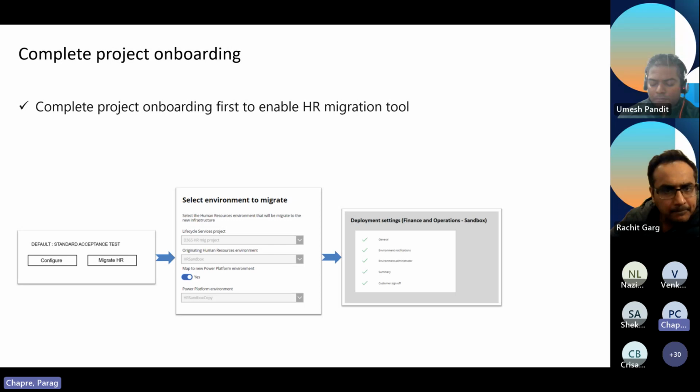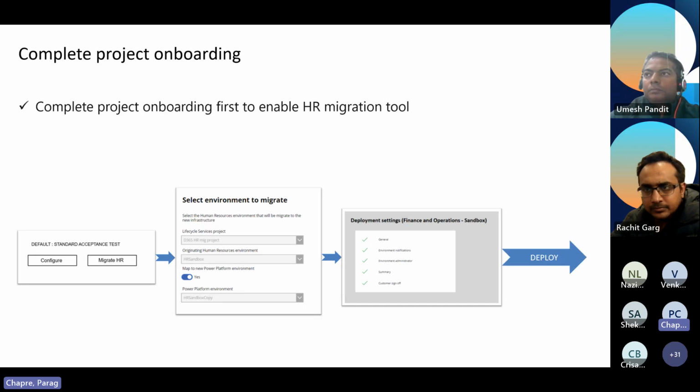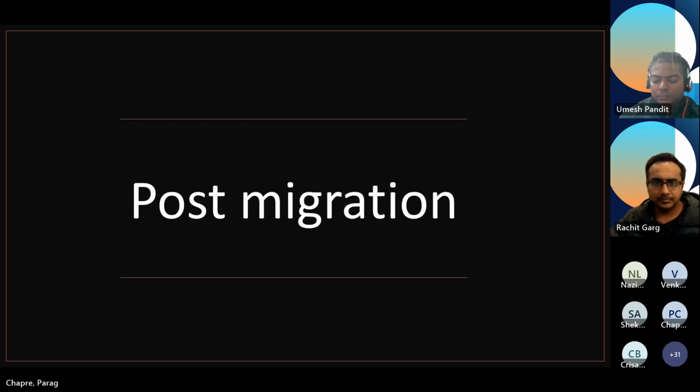So once this is done, we have to provide the deployment settings, like what we do in the VM setup. So we have to provide the environment notification, administrator name, and customer sign off. And once you click on deploy, this will take around 3 to 4 hours for the deployment of the HR migration environment. So we'll see now the post migration steps.